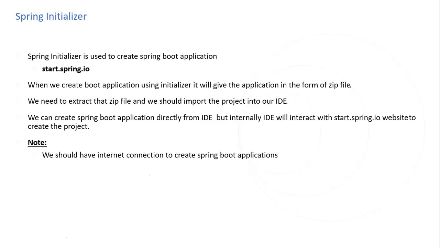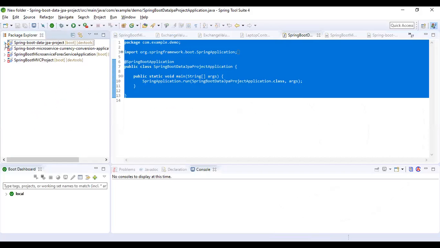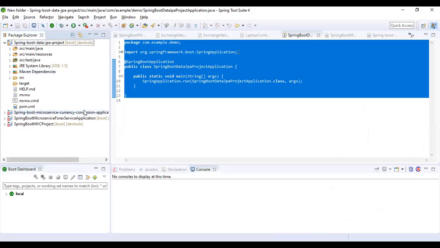Now let's understand the Spring Boot project structure. Once you create a Spring Boot application, I will show you here. I have already created this Spring Boot application. Once you create the application, Spring Boot has a project structure. Under the project we have the src/main/java folder, then the src/main/resources folder, and then the src/test/java folder. These folders are available.